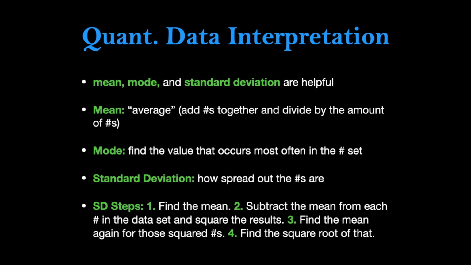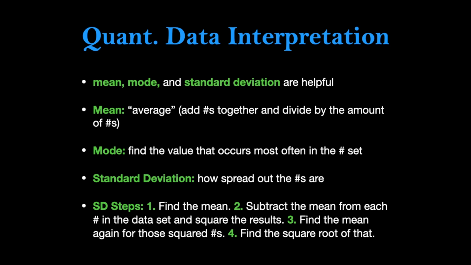And then with mode, you find the value that occurs most often in a set of numbers. This can be extremely helpful as well to see what the most common response to something is. And then standard deviation is basically how spread out the numbers are. And this can be helpful in gaining an overall picture of the data that you collected.